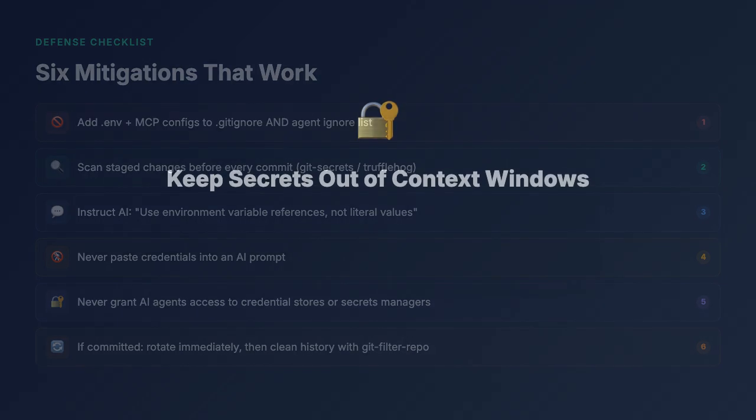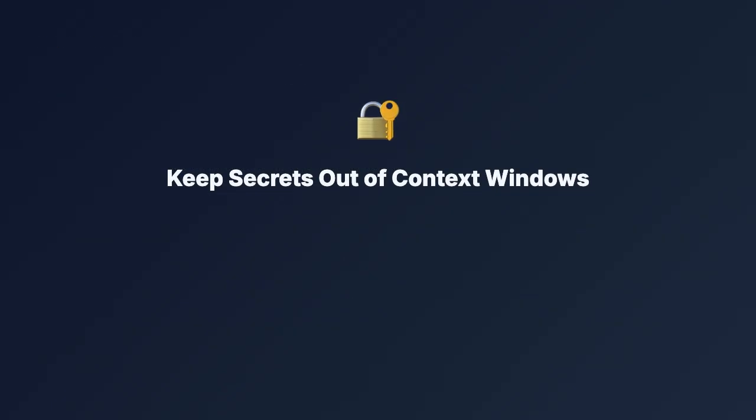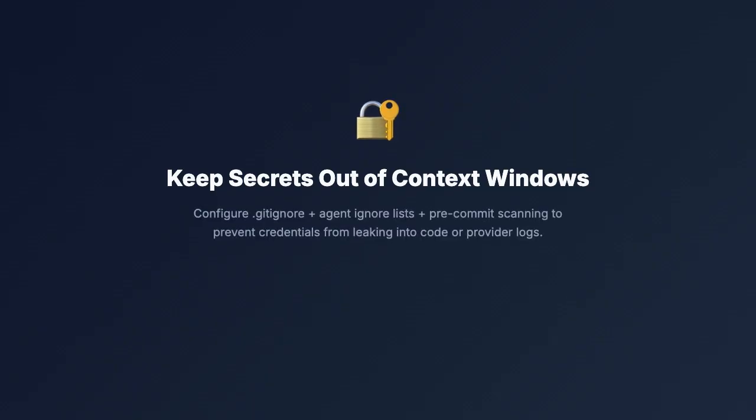To keep secrets out of context windows, configure your .gitignore, plus agent ignore lists, plus pre-commit scanning. These three layers together prevent credentials from leaking into your code or into provider logs. In the next section, we'll cover prompt injection in the IDE.